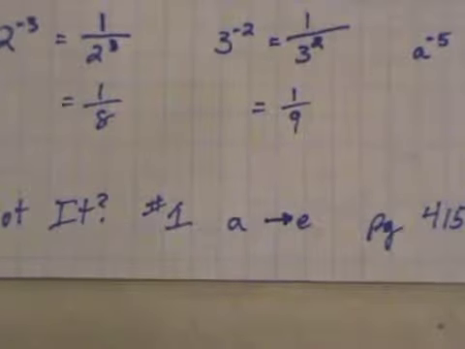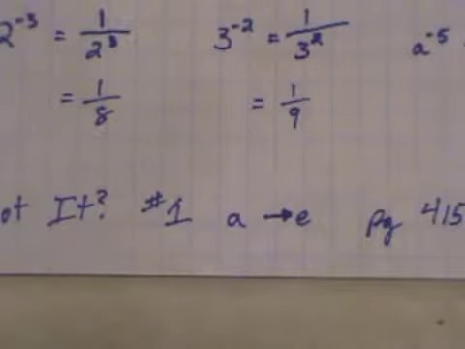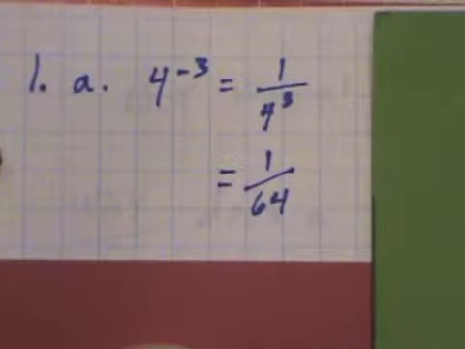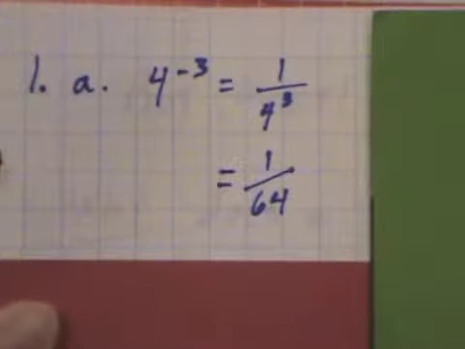Okay, I'd like you to turn to page 415 in your book. I know you haven't had to use it for a day or two. Find Got It number 1 and do A through E. They're very quick, and then we'll come back and check your answers. Letter A, 4 to the negative 3, 1 over 4 to the third, which is the same as 1/64.